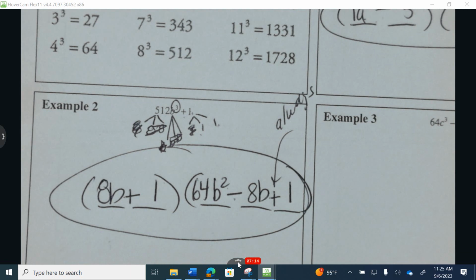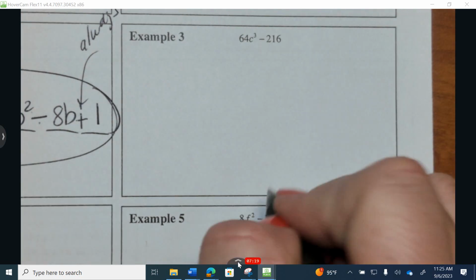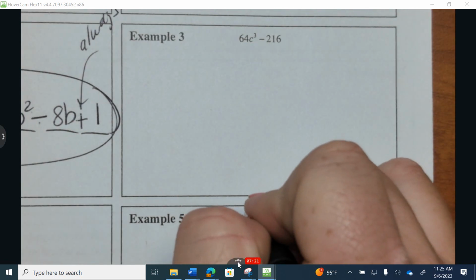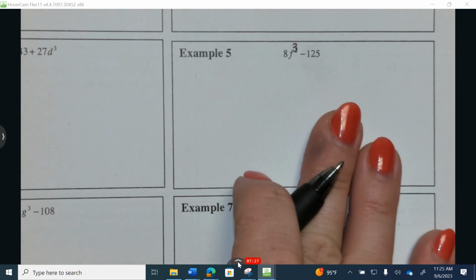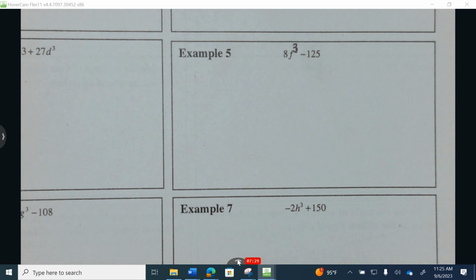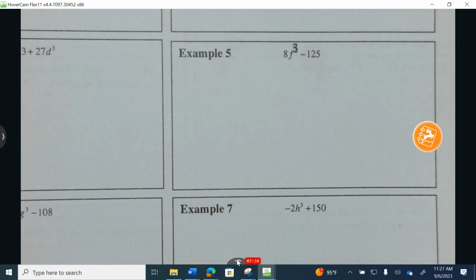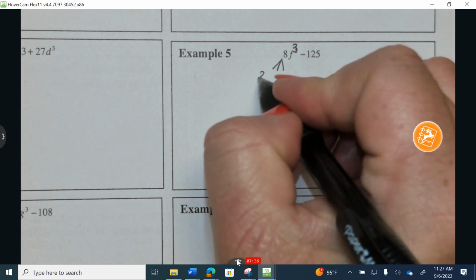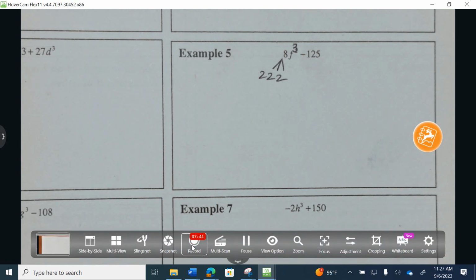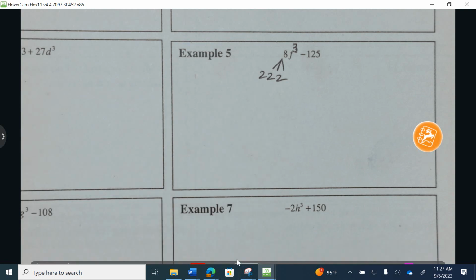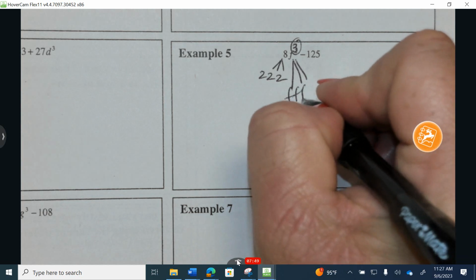I would like you to go down to example F. Please go down to example F, and we're going to rewrite this example. Example 5. I want you to rewrite example 5 by making that square into a cube. So first I'm going to break 8 into 2 times 2 times 2. Remember that. Okay, F to the third breaks into, divide this by 3, F to the first.